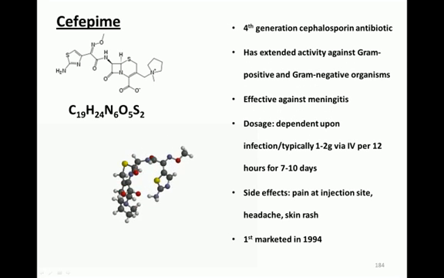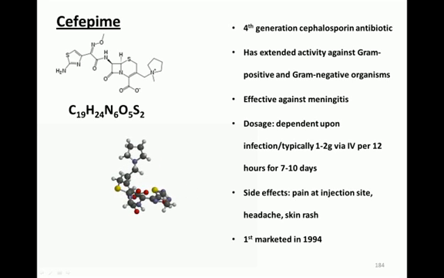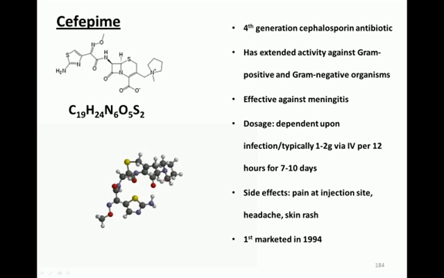Cefepime is a fourth-generation cephalosporin antibiotic. It has extended activity against gram-positive and gram-negative organisms, and it was first marketed in 1994.